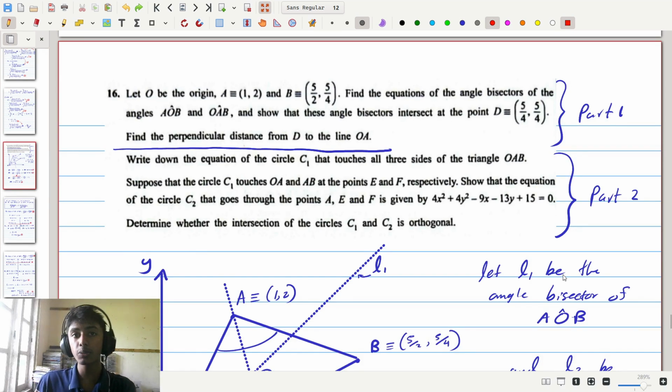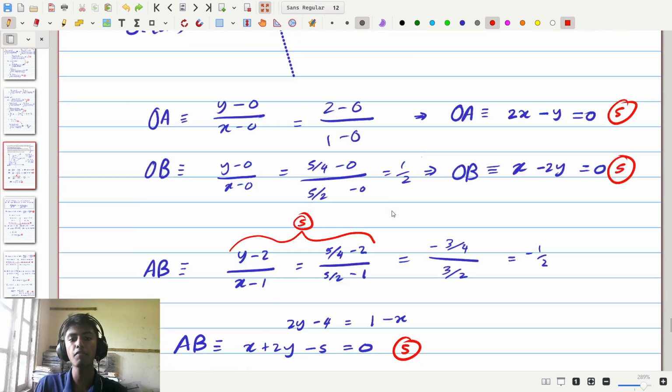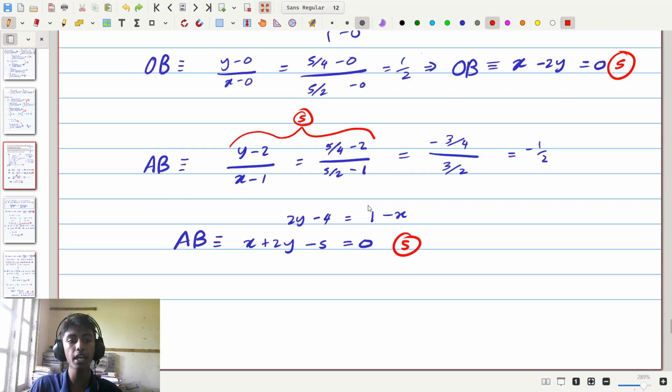So considering the marks awarded for part 1, at the start, for drawing this diagram you actually don't get any marks, but after that, when you find the equations of the lines OA and OB in the standard form of Ax plus By plus C equals 0, finding OA gets you 5 marks and finding OB gets you 5 marks. AB, however, is a little more complicated, and due to that they've given 10 total marks: 5 marks for equating the gradients, equating y minus 2 divided by x minus 1 to the gradient given by the points B and A, and then when you simplify it down to Ax plus By plus C equals 0 form, you get another 5 marks.